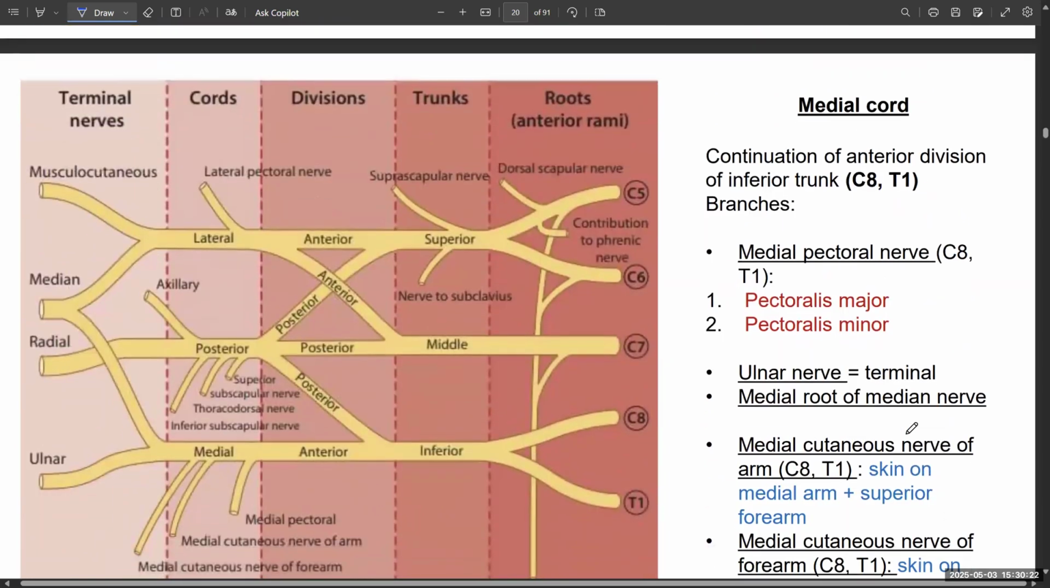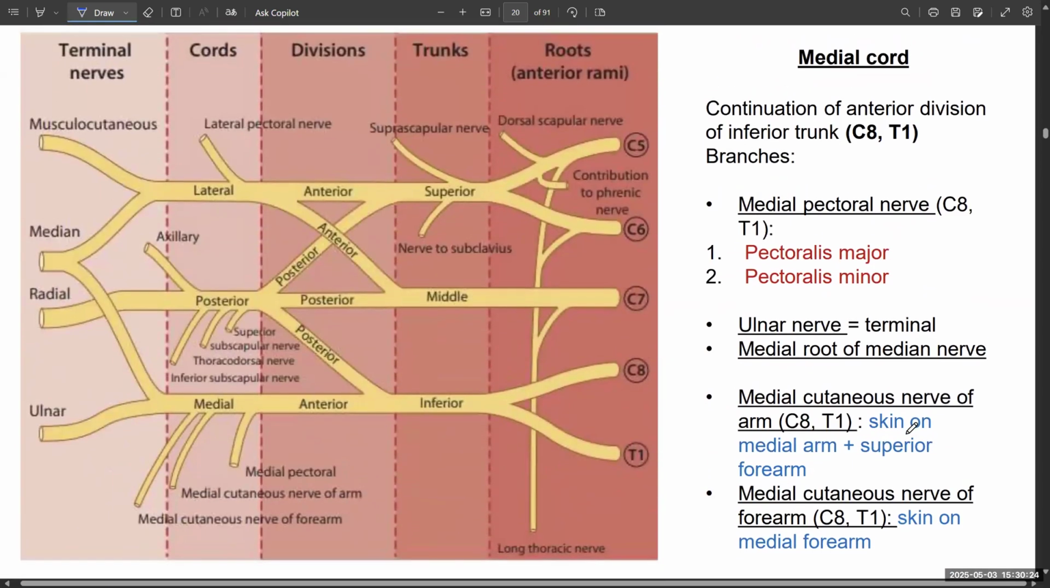We shall come to that. Then we have the medial cord. So we're going to move on from lateral to medial cord. Now, if I draw a square around the medial cord, I can see 1, 2, and 3 branches. The medial pectoral nerve is right over here, and it is going to supply the pectoralis major and the pectoralis minor.